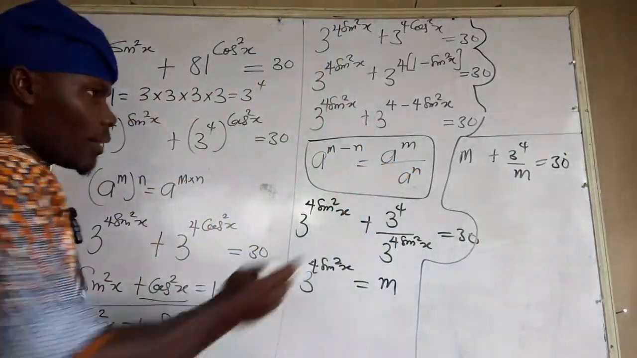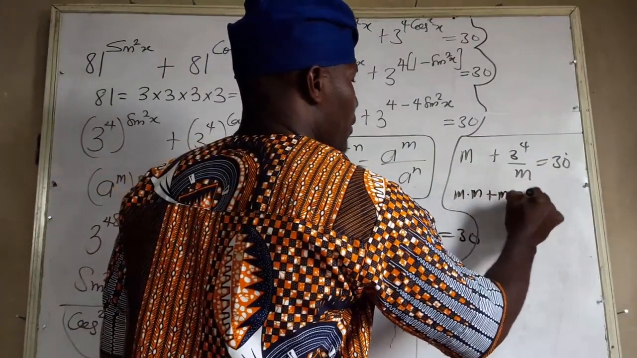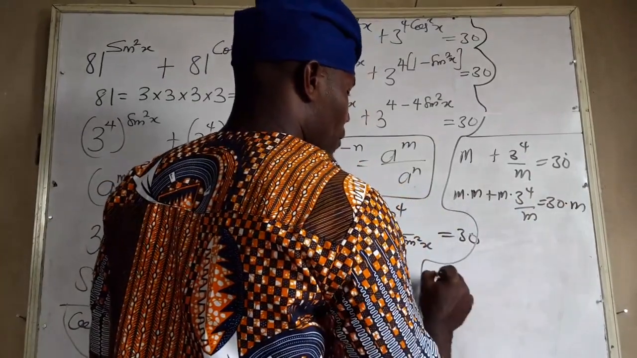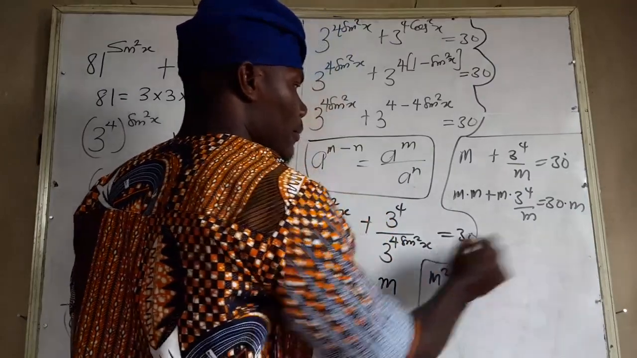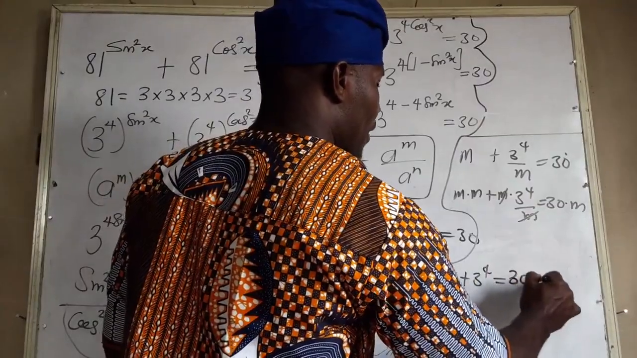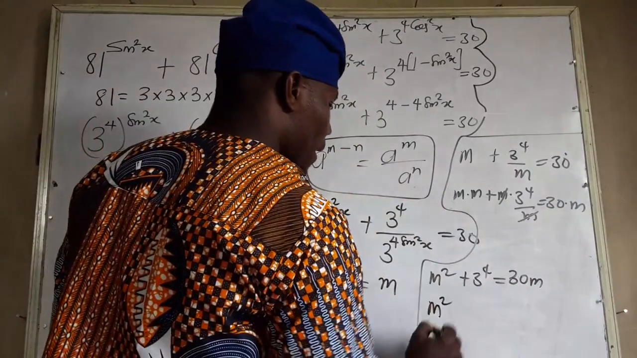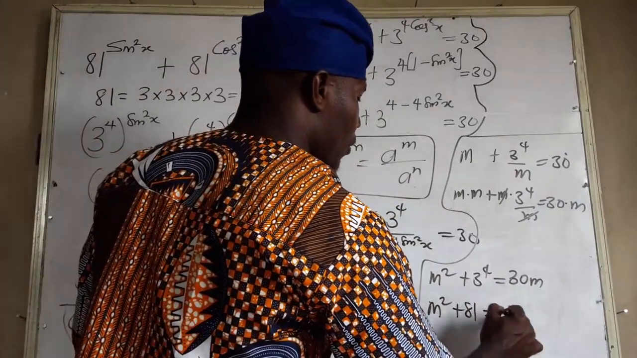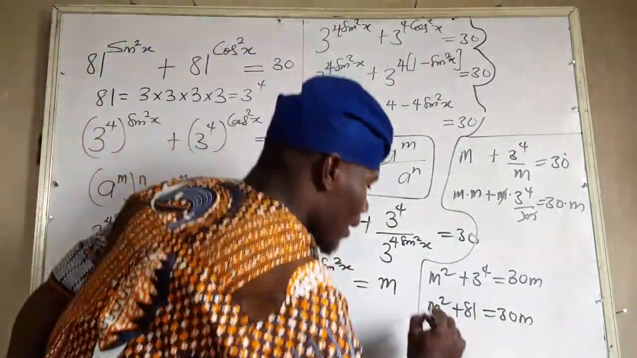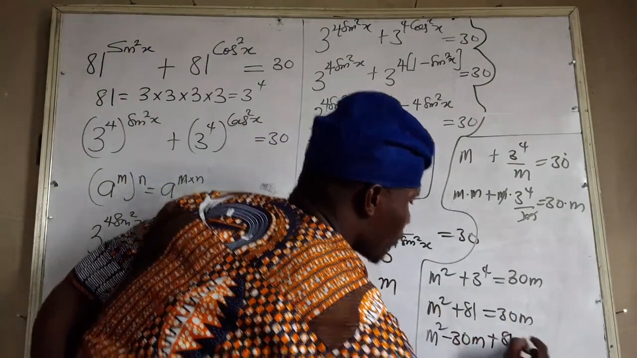From here, let's multiply through by m: m times m plus m times 3 raised to power 4 over m is equal to 30 times m. This will now give us m square, m cancels m, plus 3 raised to power 4 is equal to 30m. And 3 raised to the power 4 is 81. We have m squared plus 81 is equal to 30m. So let's form a complete quadratic equation. We have m squared minus 30m plus 81 is equal to 0.